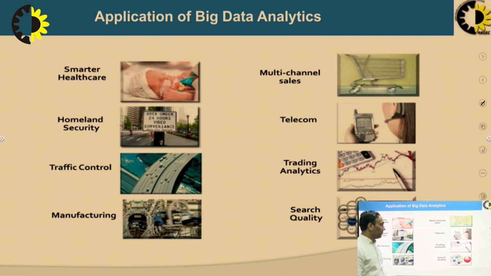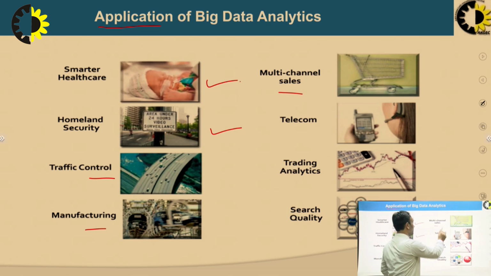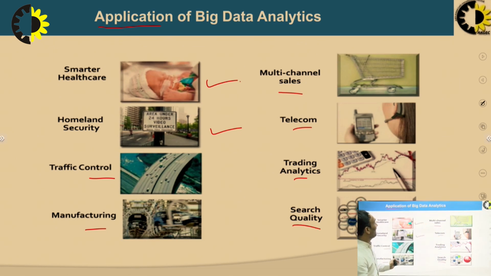As we also know, and I discussed in the first slide, but I will take here the detailed applications of big data where it is used for analysis. These are smarter healthcare, homeland security, traffic control, manufacturing, multi-channel sales, telecom, traditional analysis, and search quality. So these are the broad application areas where big data is very helpful to analyze large sizes of data.